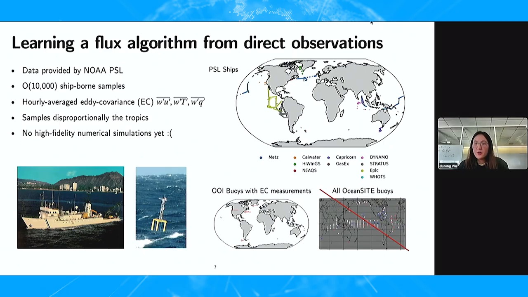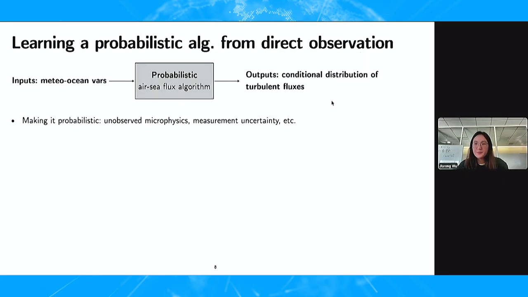Also, I want to mention that there are some buoy data, which we might incorporate later, from ocean observation initiatives. There are a lot of buoys out there that are reference sites for air-sea fluxes, but they don't measure eddy covariance directly. They only measure the surface meteorological inputs. So these are data that we cannot use.